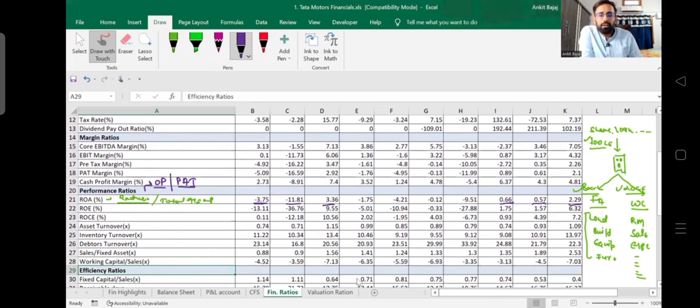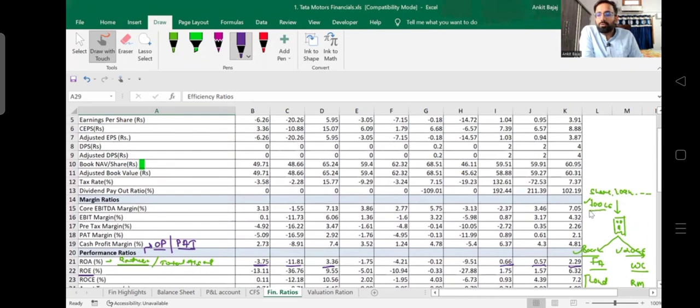Now, next, if you check here, return on equity. What is return on equity? Here, the company has raised 100 crore rupees. Let's suppose the company has issued shares of 80 crore and has borrowed a loan of 20 crore.